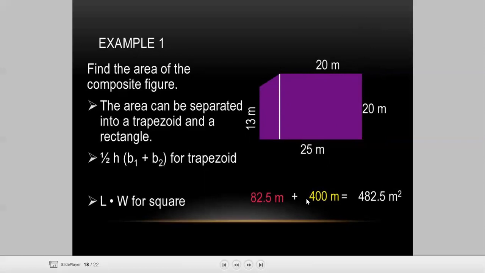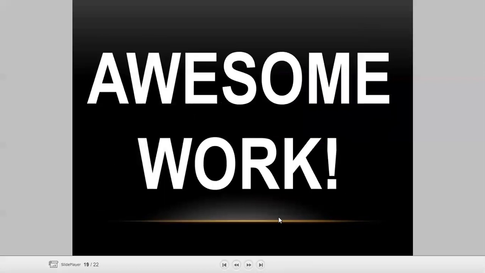Add it to the 400 meters squared, which is the area of the square, to get 482.5 meters squared as the total area of the composite figure. Awesome.